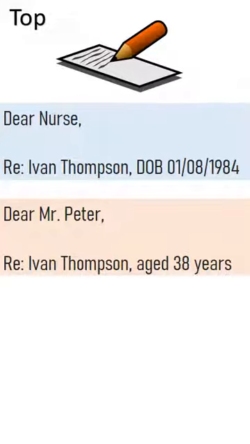If the date of birth is not given, you can mention the age, like how it's given here: Ivan Thompson, followed by a comma, DOB, that's date of birth, 01/08/1984, or reference Ivan Thompson, comma, aged 38 years.